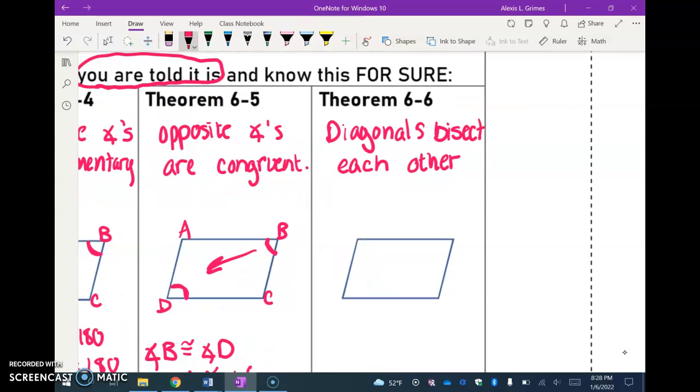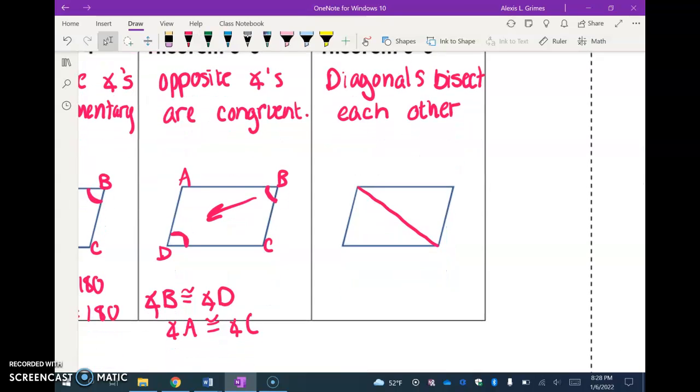Okay, diagonals bisect each other. So vertex to vertex or corner to corner, that is a diagonal. Let's label our points here: A, B, C, D. That's one diagonal. Corner to corner, here's our other diagonal. Kind of looks like a kite. Maybe that's just me. Or it looks like an X.